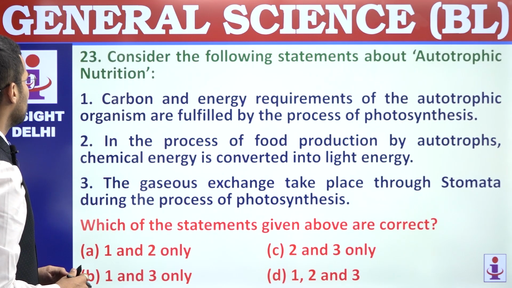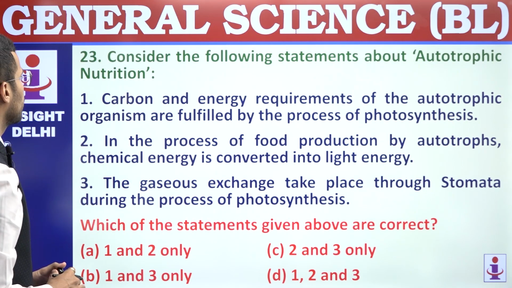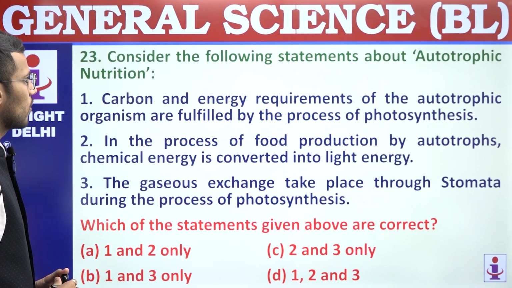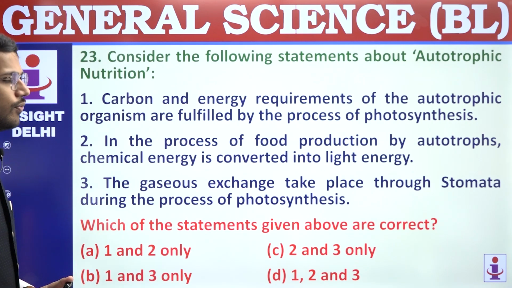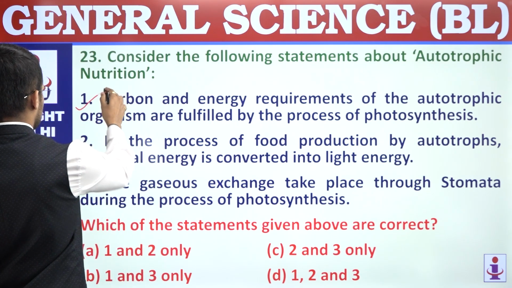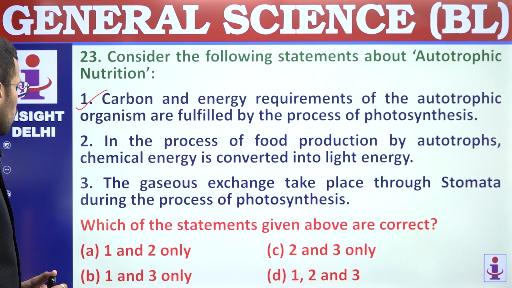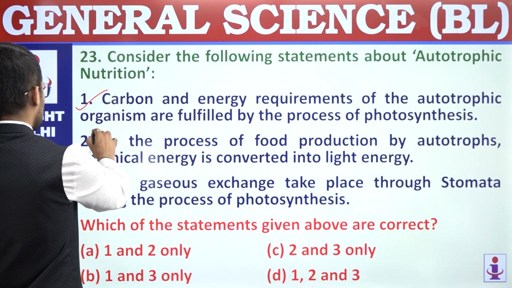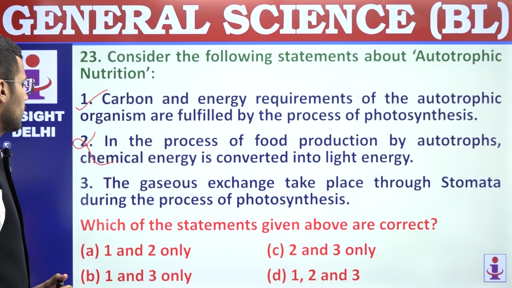Next, 23. Consider the following statements about autotrophic nutrition. First, carbon and energy requirements of the autotrophic organisms are fulfilled by the process of photosynthesis. Correct statement. Second, in the process of food production by autotrophs, chemical energy is converted into light energy. This is reverse. Light energy is converted into chemical energy, and that's why second statement is incorrect.